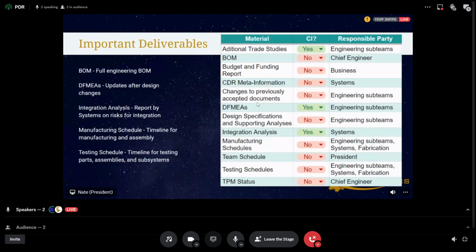There will be an integration analysis conducted by systems. This will be a report looking at the risks of possible integration when we manufacture and assemble. We will also need manufacturing schedules from all sub-teams, at least hardware sub-teams, so a timeline for when you'll be going into what facility to manufacture what components, and then a testing schedule. After you've manufactured, whether you're testing components from vendors to make sure they're up to spec, or your own parts to make sure they meet the requirements, we will want to see that as well to make sure we can hit our deadline for proof of life.